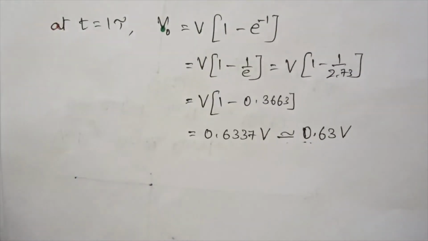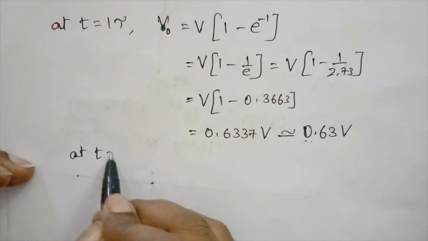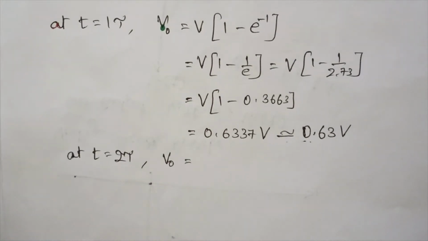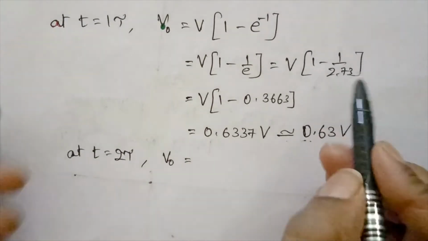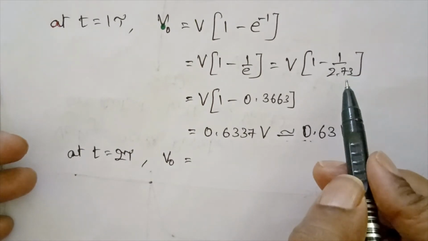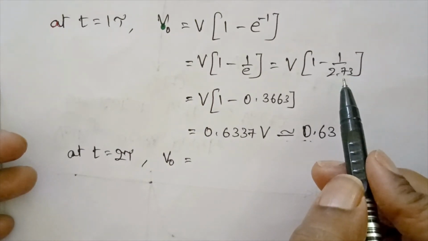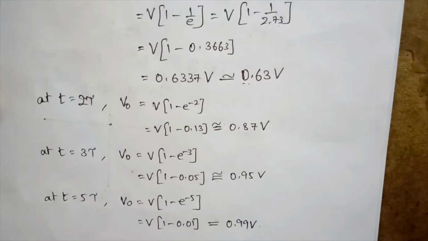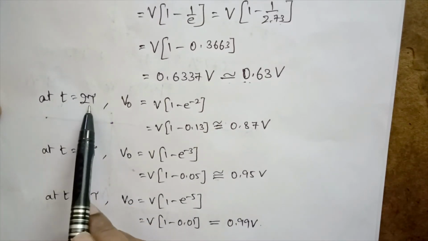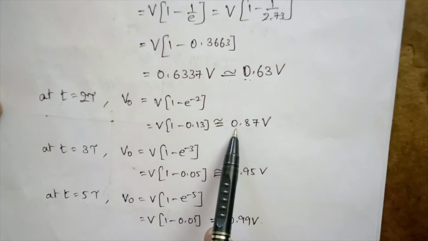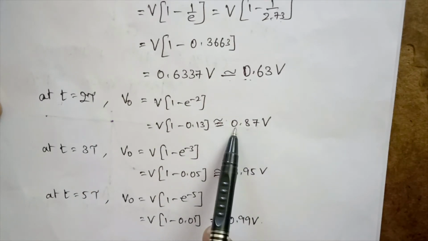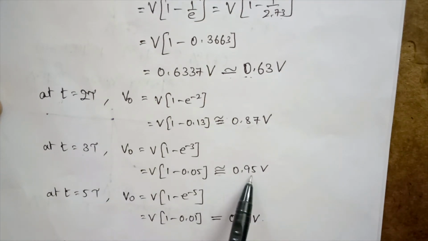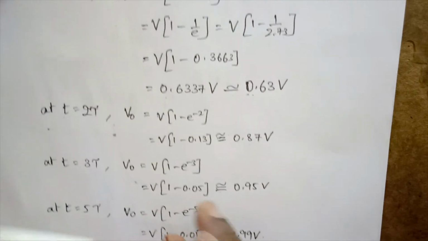In the same way, find out the value at t equal to 2 tau. I directly give the value. What is it at t equal to 2 tau? 1 divided by 2.73 whole square. So at t equal to 2 tau, the V0 value we are getting is 0.87 volts. At t equal to 3 tau, V0 we are getting as 0.95 V.